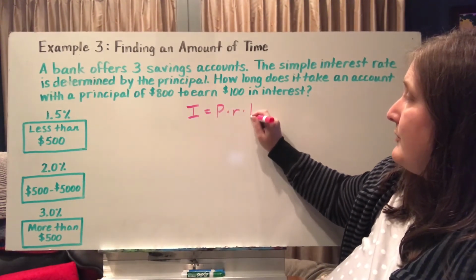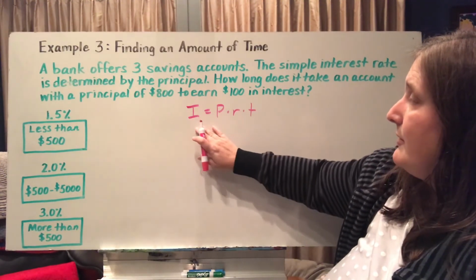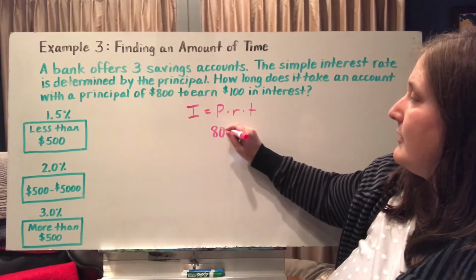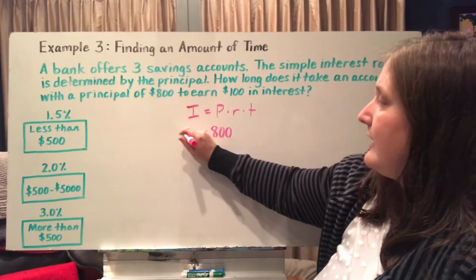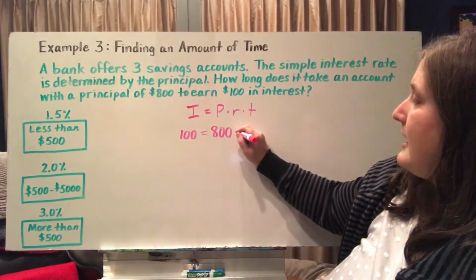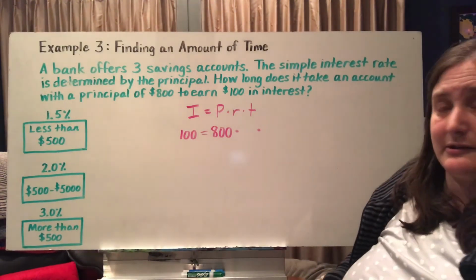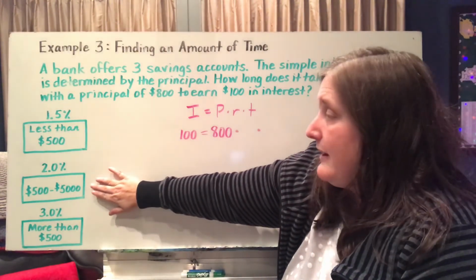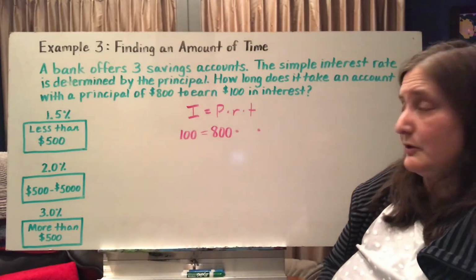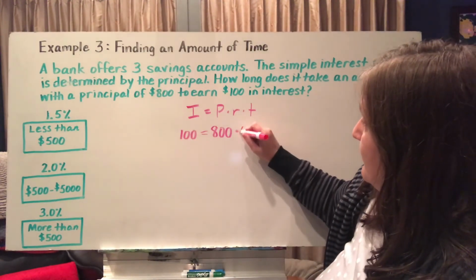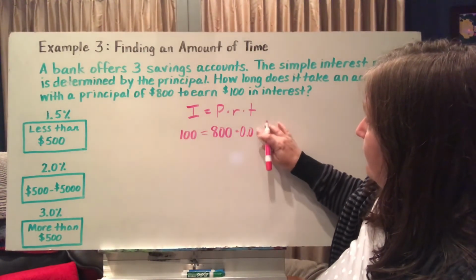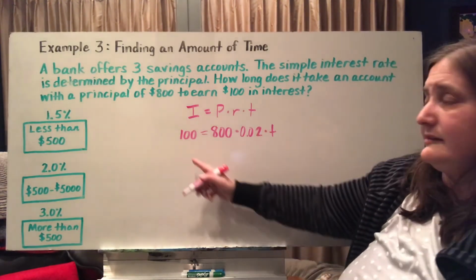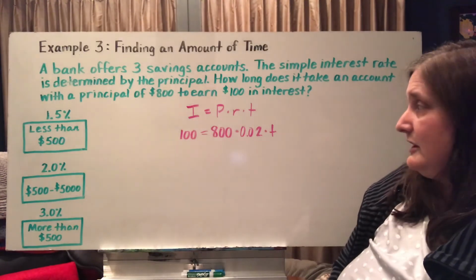We know that we are putting $800 into our account, and we want to make $100 in interest, and we can figure out the rate. So the bank is saying, if you put $800 in, that would be this one, between $500 and $5,000, we'll give you a 2% rate. So for my rate, I can put 0.02, and this time I'm going to try to figure out the time. How long is it going to take me to get $100 in interest?